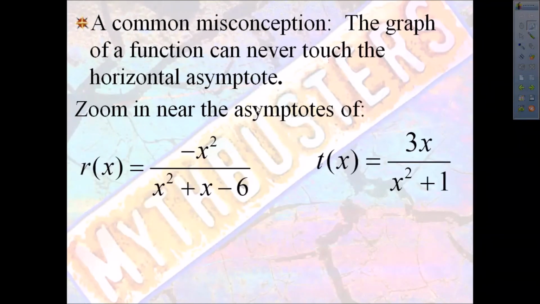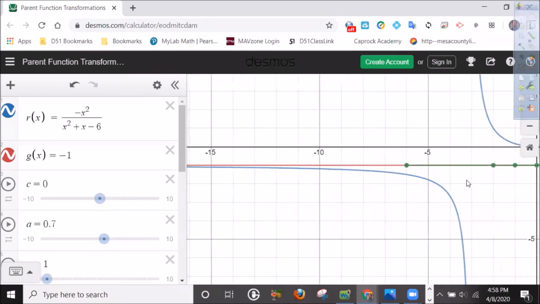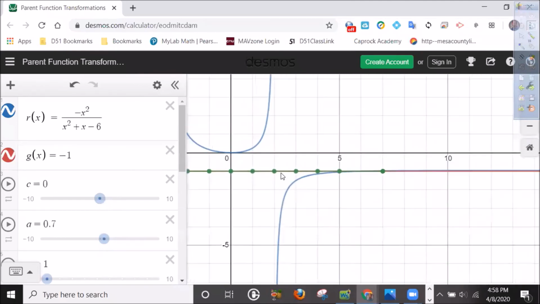Let's take a look at r of x, which is negative x squared over x squared plus x minus 6. So since the numerator and denominator have the same degree, we should be able to find the horizontal asymptote by reducing negative x squared over positive x squared. Well, negative x squared over x squared reduces down to -1. Well, here's a graph of r of x along with the line y equals -1. And you can see that as we move off to the left and to the right, our graph seems to be following that horizontal line.